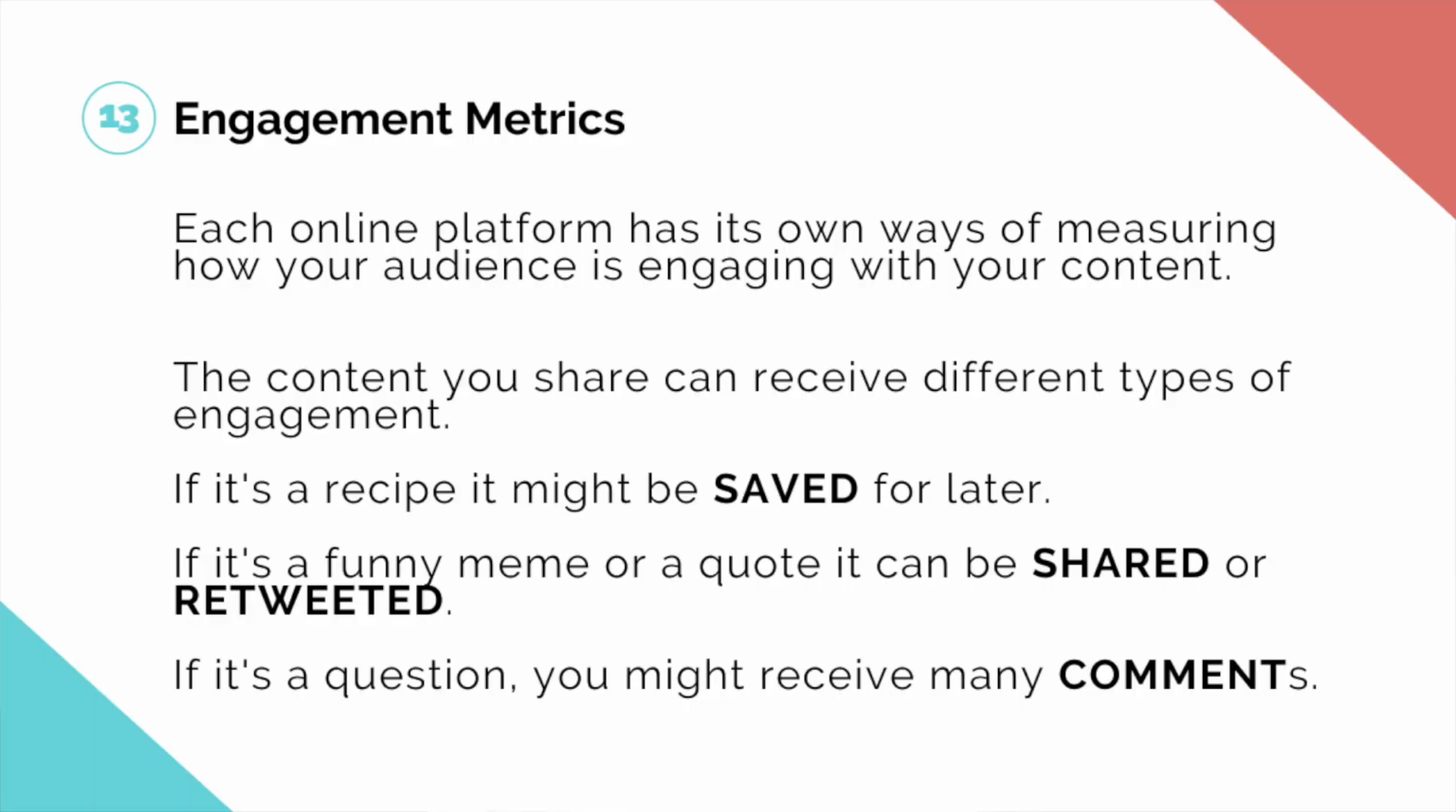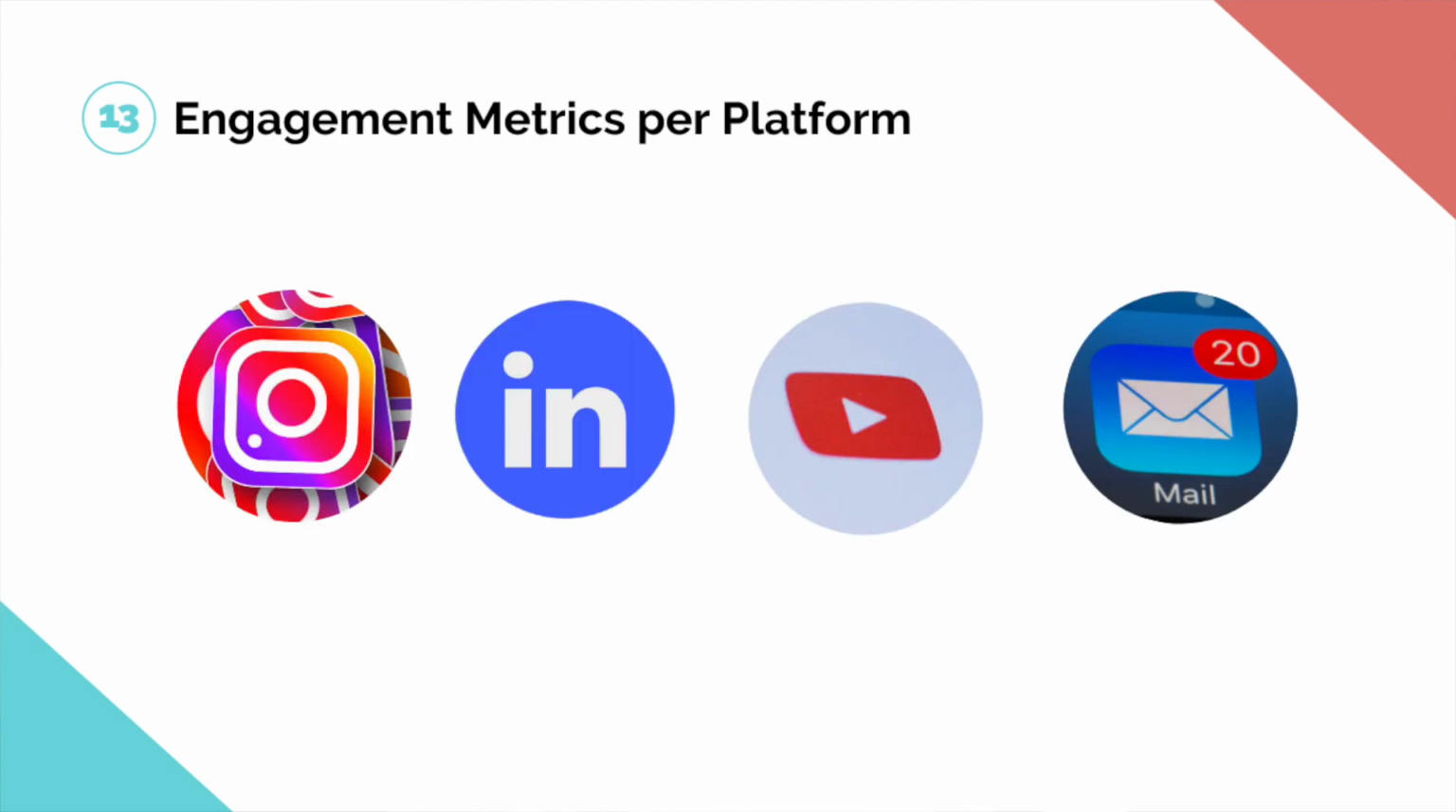Alright, now let's talk about all types of engagement. Each online platform has its own ways of measuring how your audience is engaging with your content. The content you share can receive different types of engagement. If it's a recipe, it might be saved for later. If it's a funny meme or quote, it can be shared or retweeted. If it's a question, you might receive many comments. So let's see what are the engagement rates per platform.